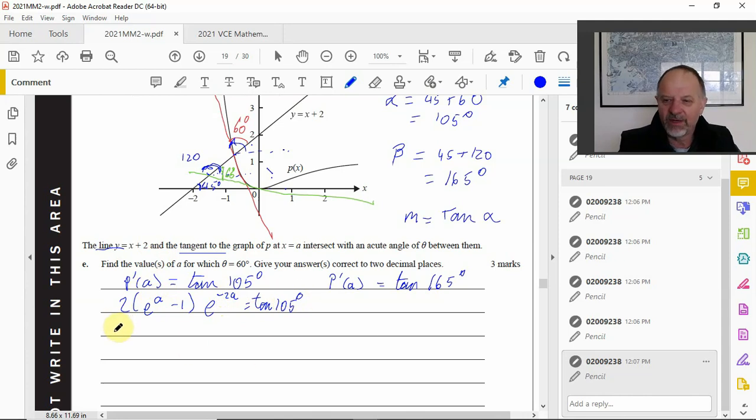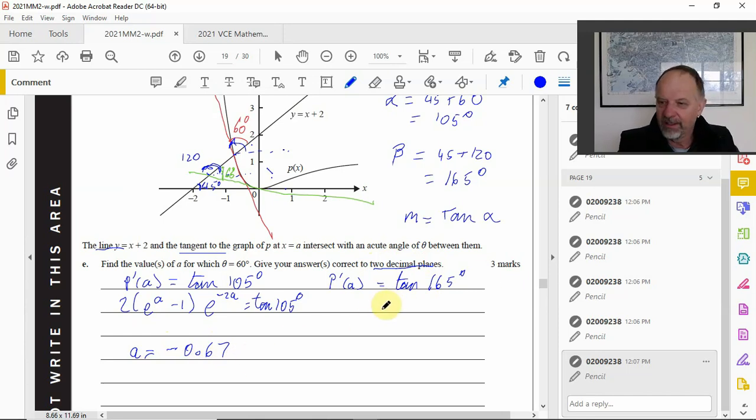We then get our calculator out. Now make sure this is 105 degrees. This is all talking about degrees here, so make sure you set your calculator in degrees and use the solve function in your calculator. And for this one, you'll find that a equals, to 2 decimal places, negative 0.67.